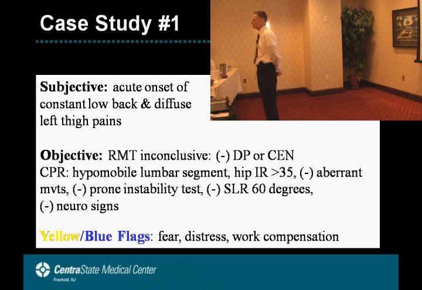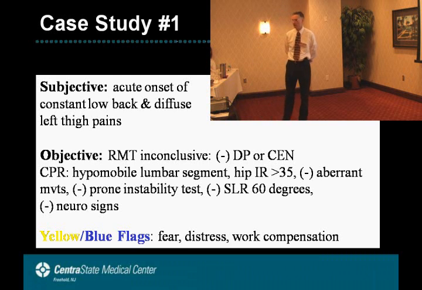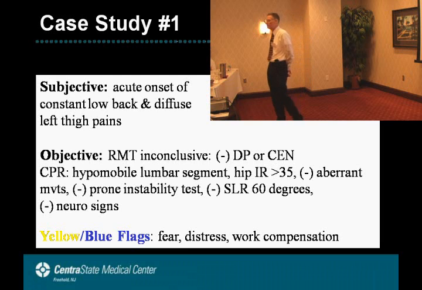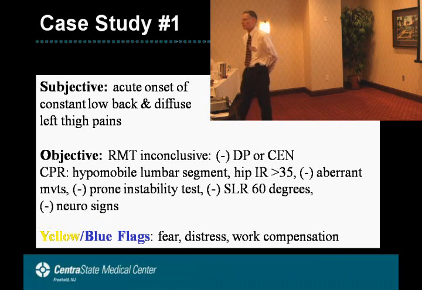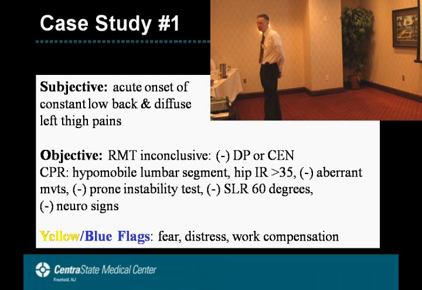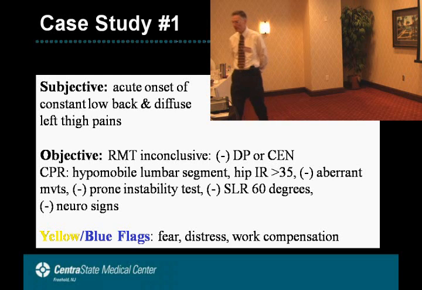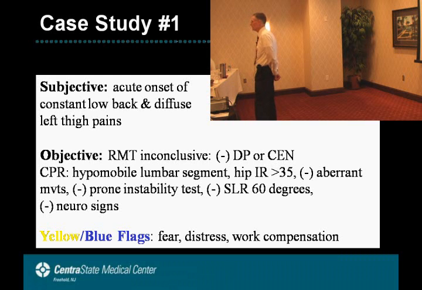I use the clinical prediction rules now. Well, now I'm seeing hypomobile lumbar segment, hip internal rotation greater than 35 degrees. These start to become criteria from which to start establishing classification subgroups. Negative prone instability tests, negative aberrant trunk motions, negative straight leg raise, negative neuro. And in the background, I am aware that this patient has elevated fear and I'm aware that this patient has distress and it's a work compensation case.